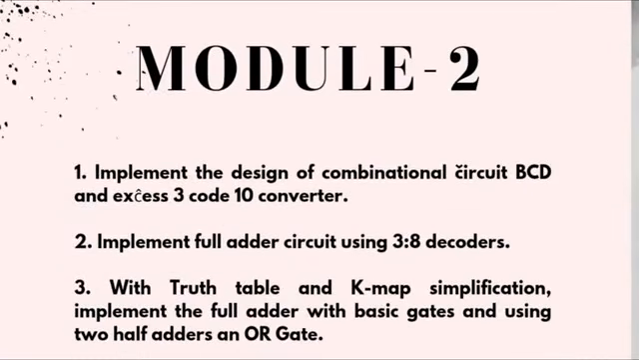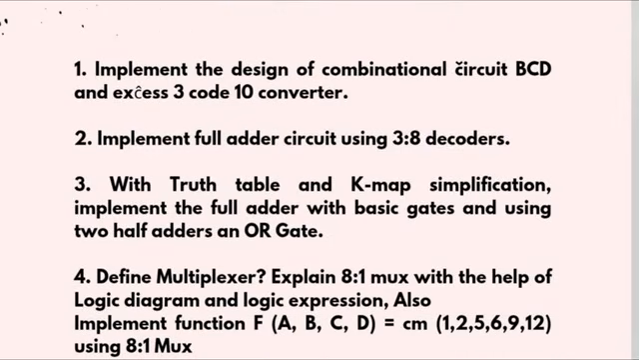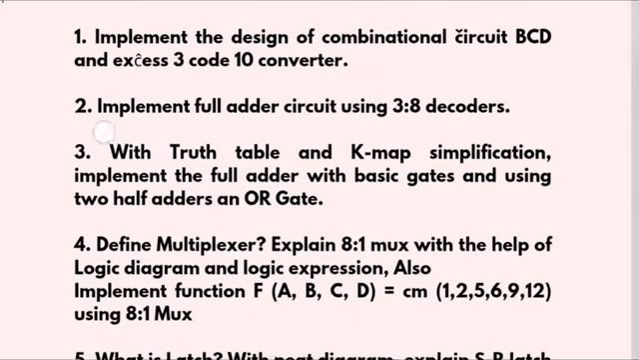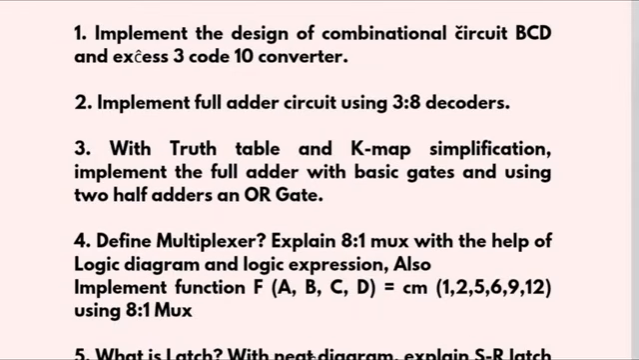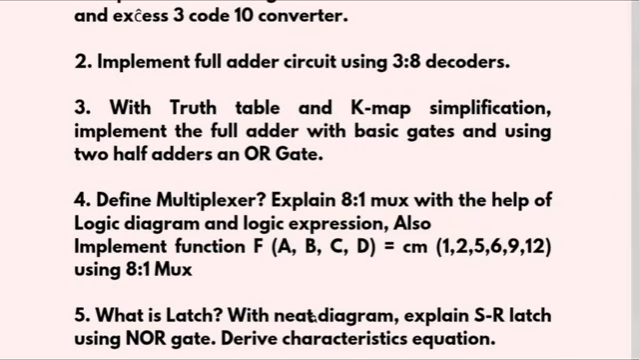Now coming to module 2, again we have some super important questions. Implement the design of a combinational circuit, BCD to excess-3 code converter. Implement full adder circuit using 3:8 decoders. And truth table and K-map simplification, implement the full adder with basic gates and using 2 half adders and OR gate.